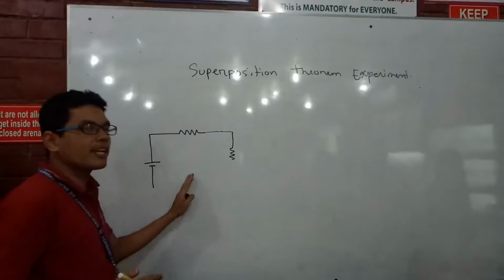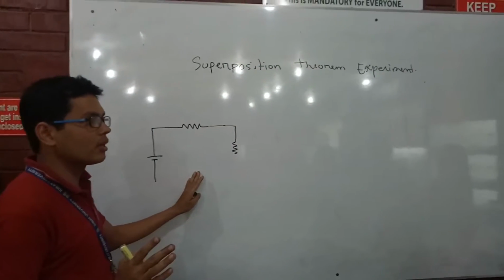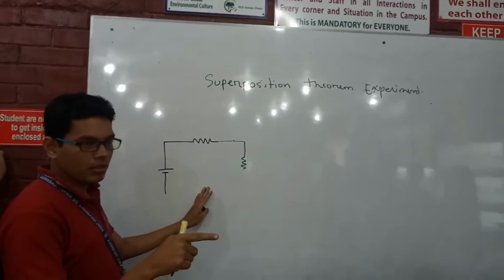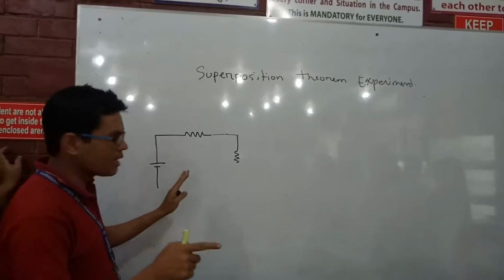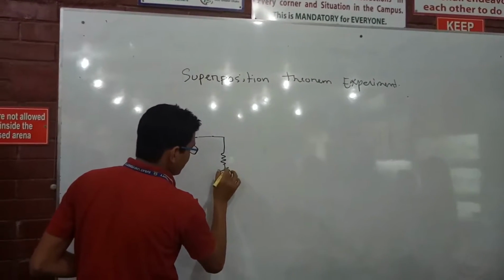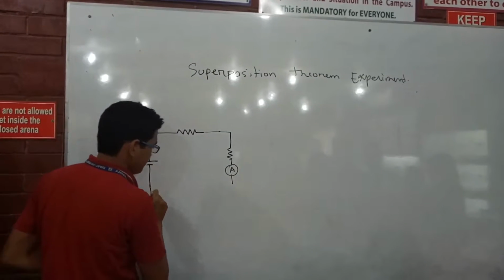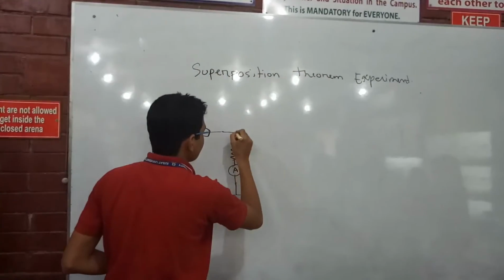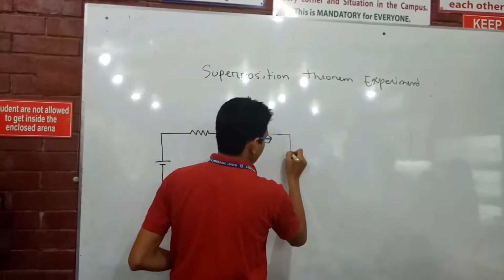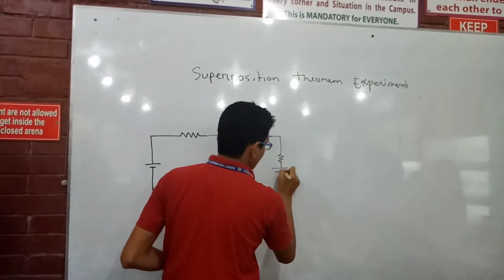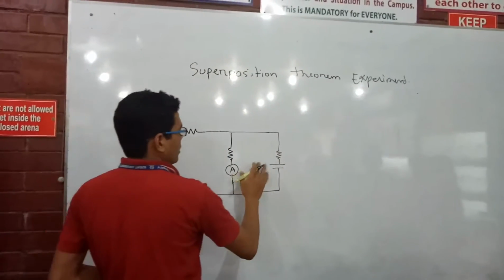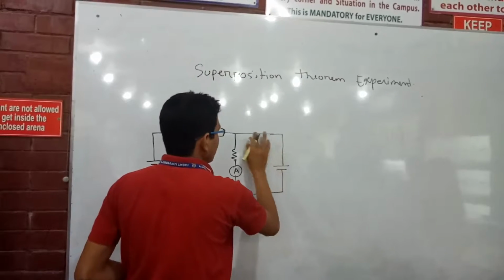We calculate the same circuit that we have done with superposition, current divider rule. Use the same circuit for verification of this. Place an ammeter here. And we have another resistor connected with another source. Let's see, okay. Forget about this resistor here.